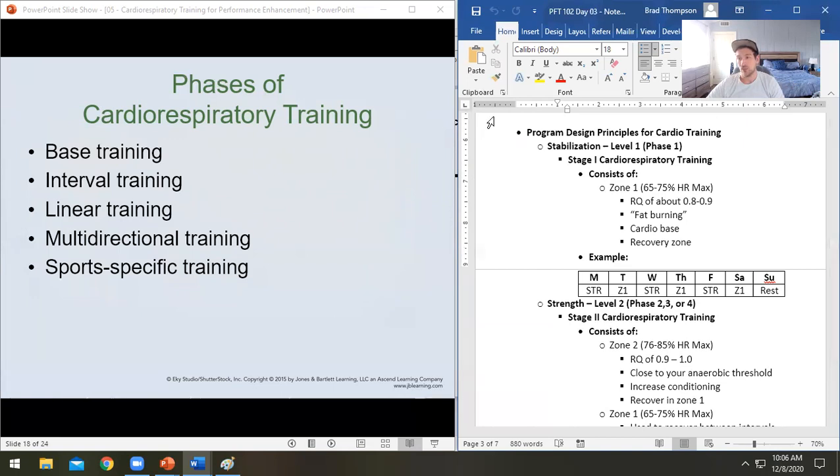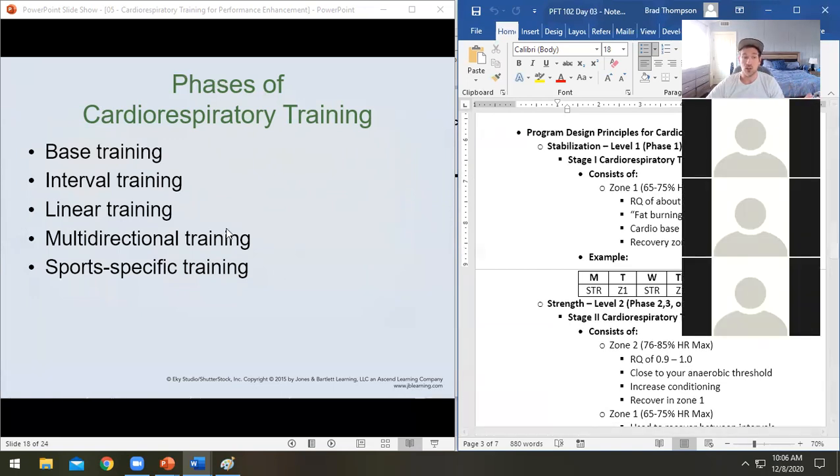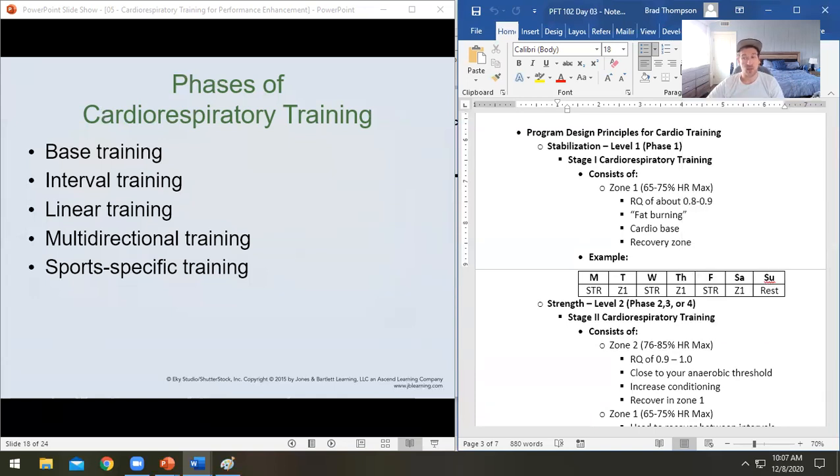That's your foundation, right? You always want to build your foundation first. Then you start to introduce a little bit of interval training. Then with athletes, we're going to combine some of this cardio with some of our SAQ concepts. We can start to get into linear sprinting before eventually getting into multi-directional sprinting, before eventually getting into sports-specific sprinting.